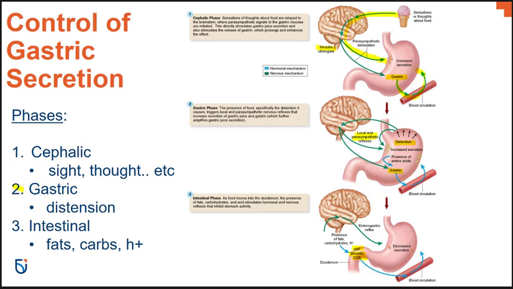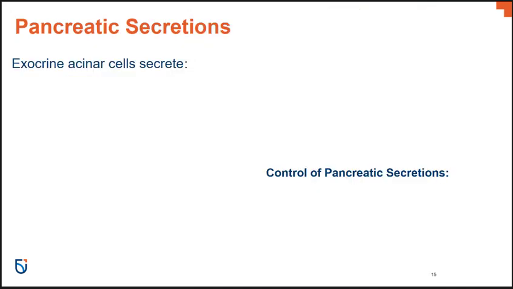This stage is certainly less well understood than the other two, but it is thought, again, that gastric secretions are inhibited when chyme that contains fat, carbohydrates, and acid is present within the duodenum, which will slow down the secretion into the duodenum in order to not overburden the duodenum.